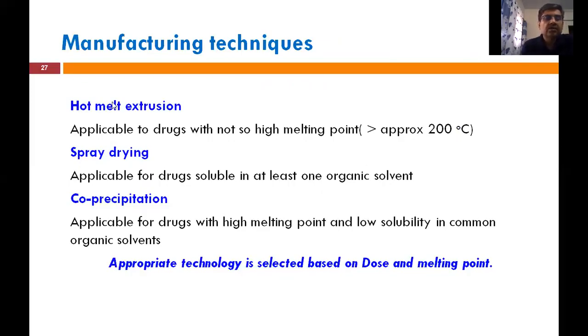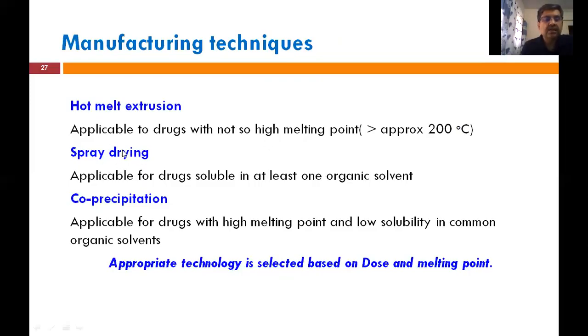The hot melt extrusion is not applicable to drugs that have high melting point, that is greater than 200 degrees Celsius. In those cases, there is a possibility of degradation of the polymer or discoloration of the polymer at these high temperatures. Also, it is many a times difficult to achieve the required drug polymer miscibility when the melting point of the drug is on the higher side.